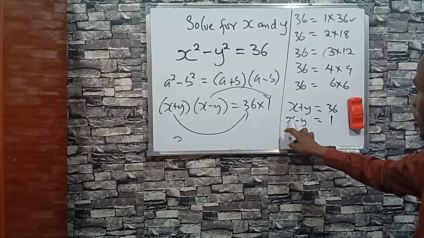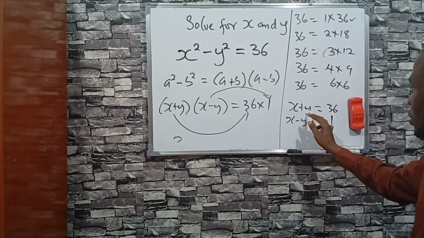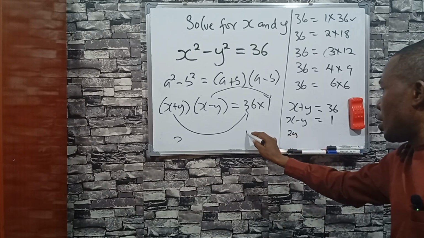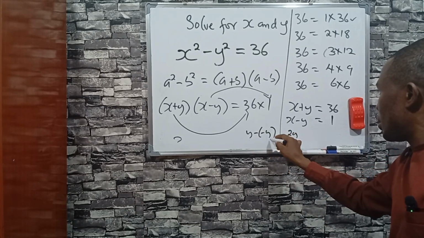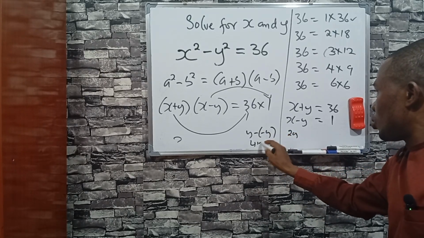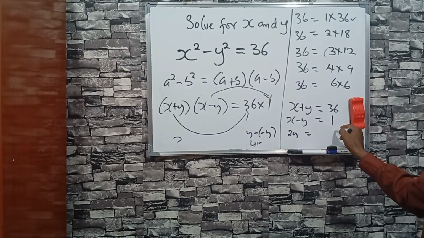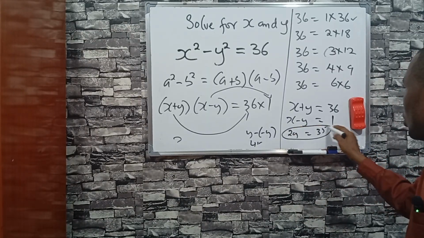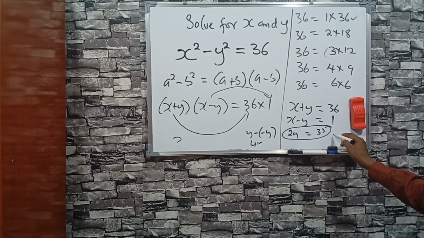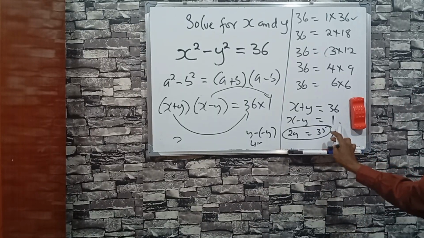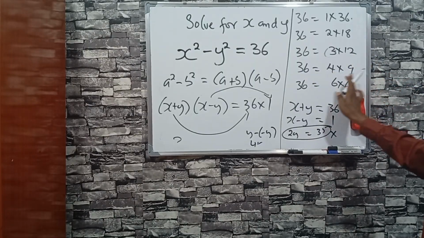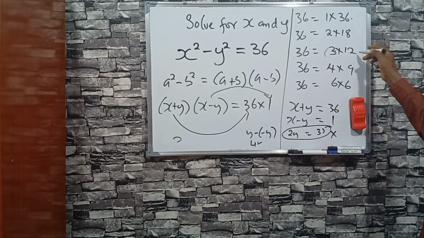By subtraction, this is 0. You can have y minus y, that would be positive y, so y plus y, 2y equals 36 minus 1, which is 35. This will give you a fraction, and this cannot go, so we cannot use this one. If you try many of these, it still will not go.